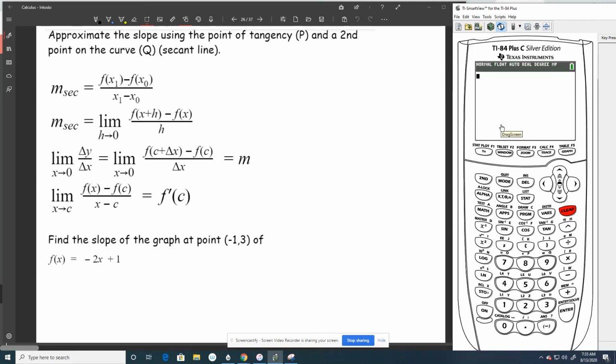All right, guys, today we are talking about derivatives. And hopefully we don't get interrupted too much by the intercom here, but they might beep in every once in a while.